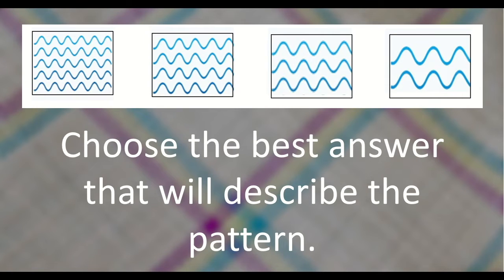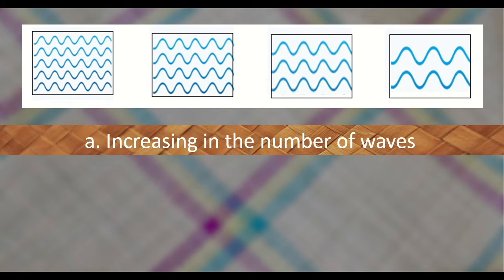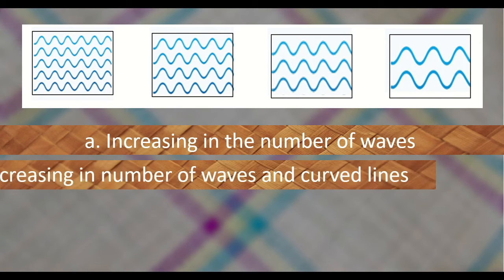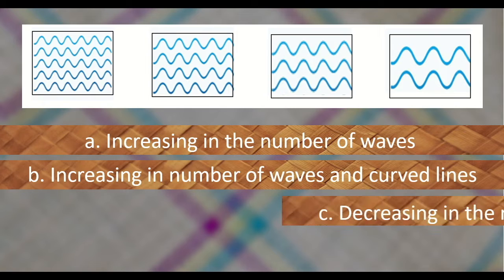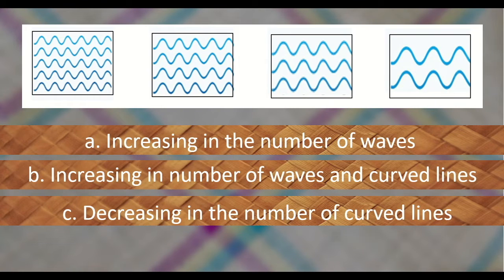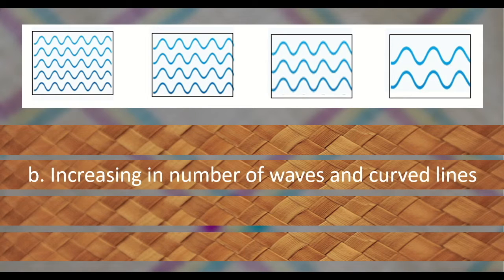Let's have the second one. Choose the best answer that will describe the pattern. Is it letter A, increasing in the number of waves? Letter B, increasing in the number of waves and curved lines? Letter C, decreasing in the number of curved lines? Or letter D, decreasing in the number of waves? You got it right. It's letter B, increasing in number of waves and curved lines.